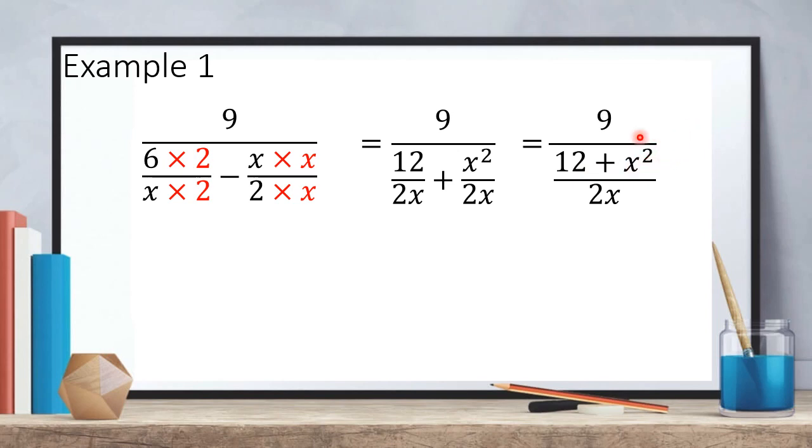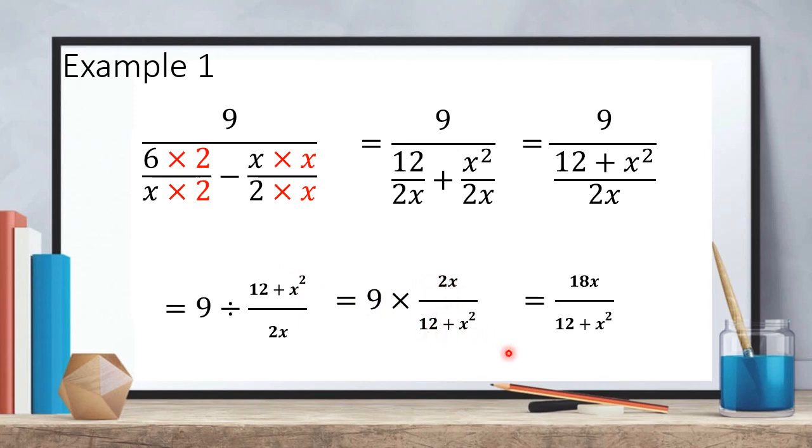Now, we have simplified the numerator, we have simplified the denominator, we can do nothing more. Now it's time to write this main dash as a division sign. So 9, this main dash we write as a division sign, and this one we copy as it is. Now, whenever we have a division sign, we skip, flip, and multiply, so the inverse of the second fraction will be 2x over 12 plus x squared, and now we multiply, and here's our final answer.